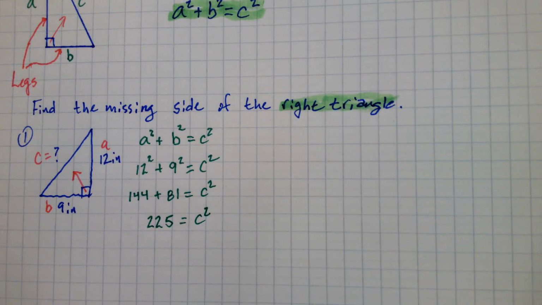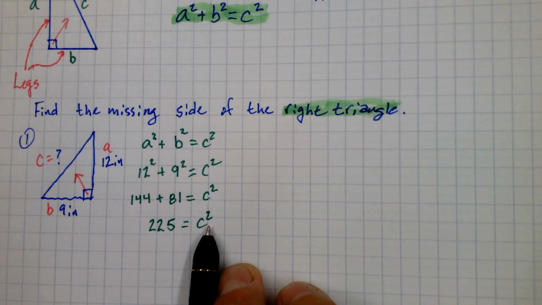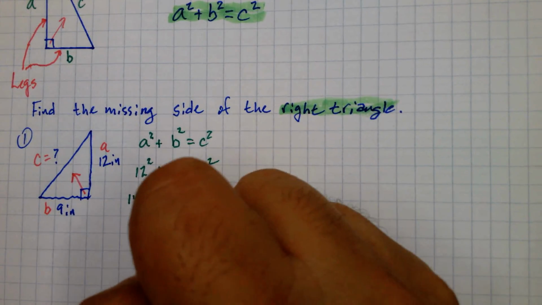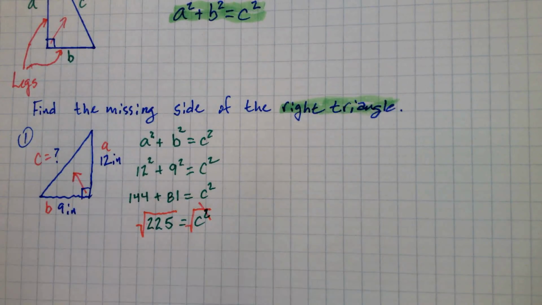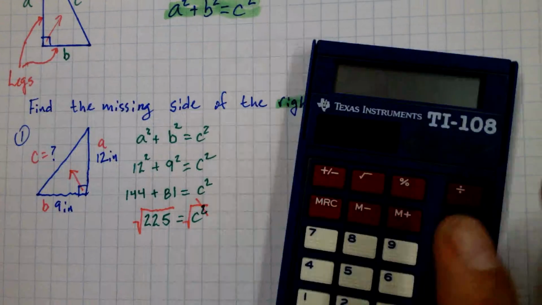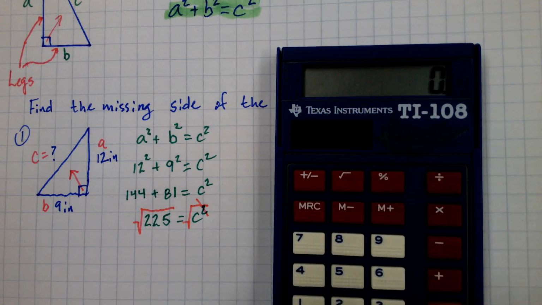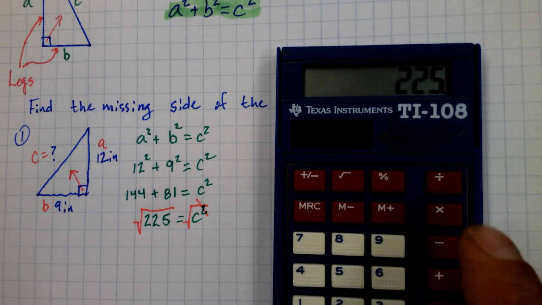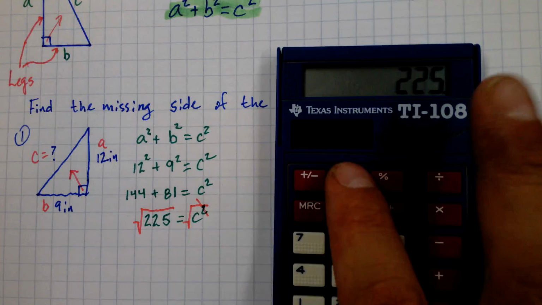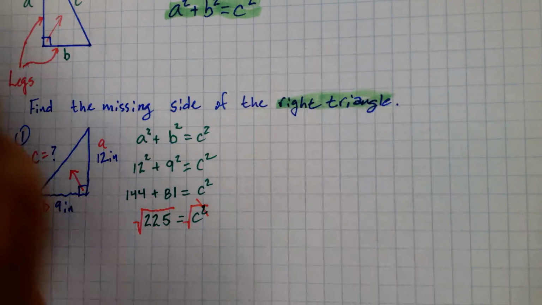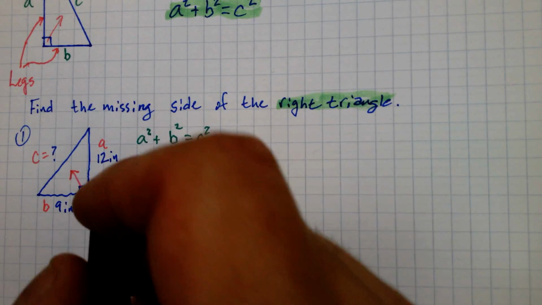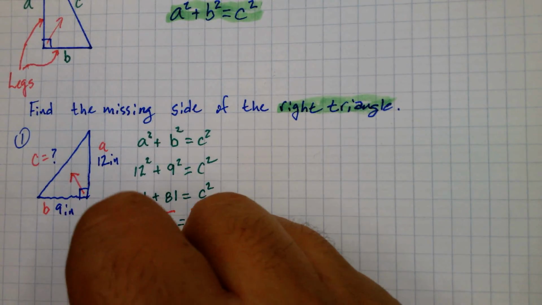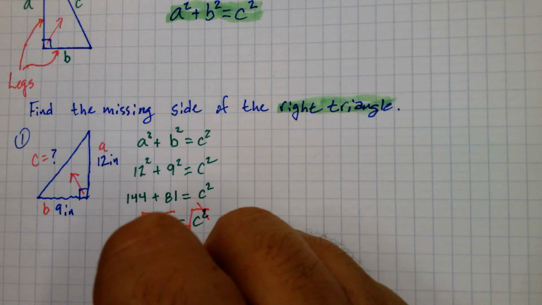So we get 225 equals C squared, but we don't want C squared, we want C. So we want to undo the squaring. We want the opposite of squaring something. Square root. So we want the square root of 225. 15. If you're not sure, 225, here's the square root button, it's 15. And so C is 15. Inches in this case.